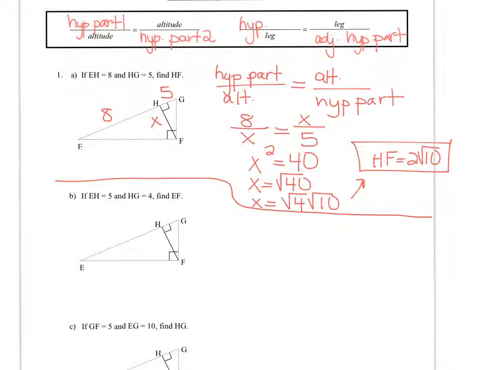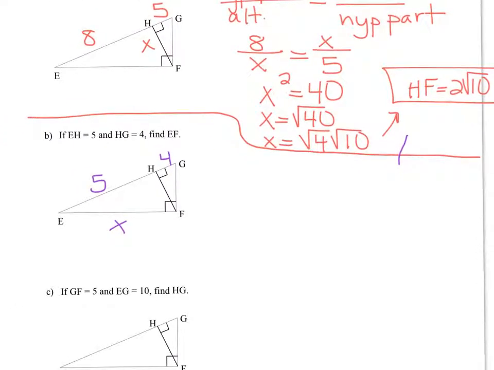Okay, the next one, similar picture. We've got EH is 5, HG is 4, so same pieces were given, but this time I'm looking for EF. I'm looking for a leg. So seeing that I need a leg, that's going to change up my proportion. And I'm going to go ahead and set up that proportion of words. I'm going to say full hypotenuse over leg equals leg over that adjacent hypotenuse part.